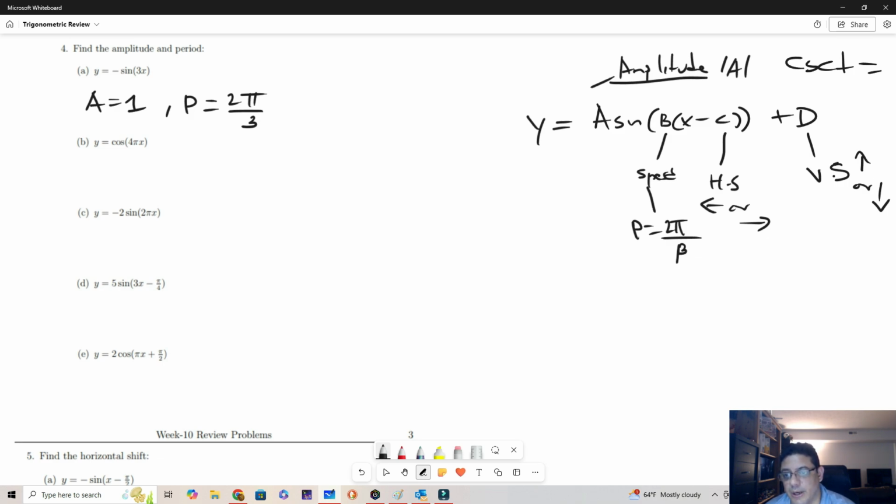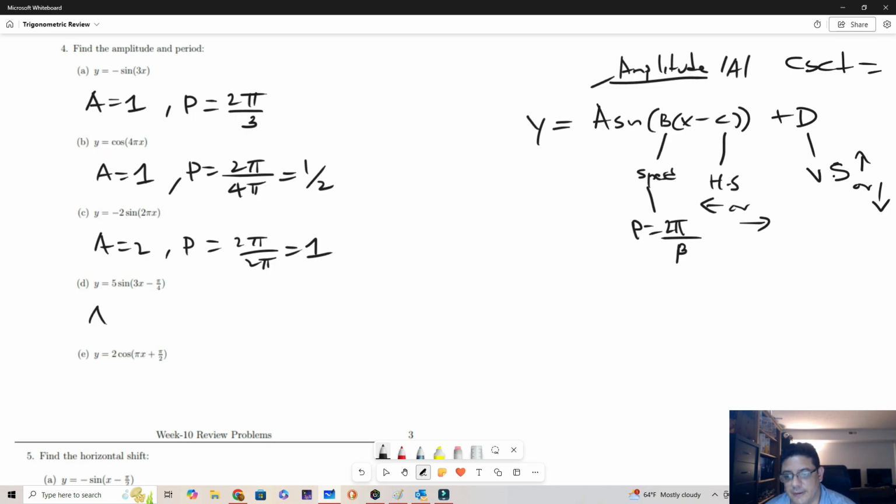For b, we have y equals cosine of 4 pi x. So we have again that the amplitude is 1, and we have the period being 2 pi over 4 pi. So the period here is actually going to be 1/2. For c, the amplitude is 2, and we have that the period is 2 pi over 2 pi, so it's going to be 1.